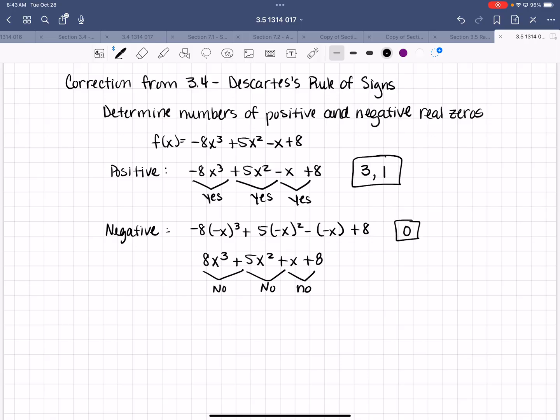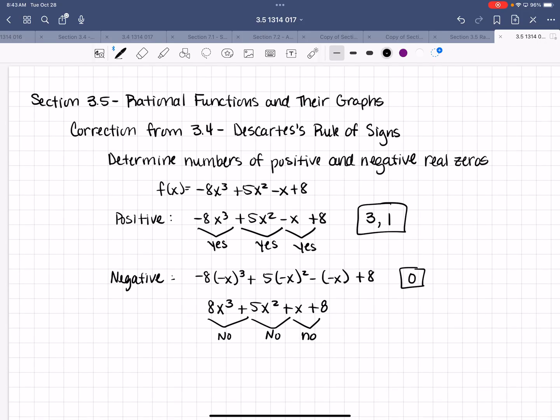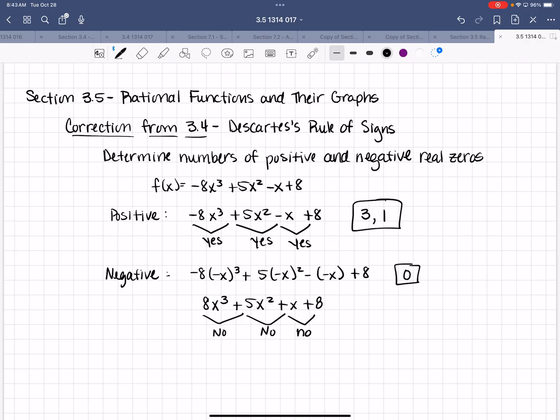Okay. I just wanted to clarify that it's not the even number that's right after the 3. You don't start listing even numbers, and then you do also list 0, okay, if you make it to 0. Where we stop is pretty much at 0, because if I subtract 2 from that 1, that gives me a negative 1. We can't have a negative number of possible real zeros, okay? So there's the correction from 3.4 on Descartes' rule of signs.